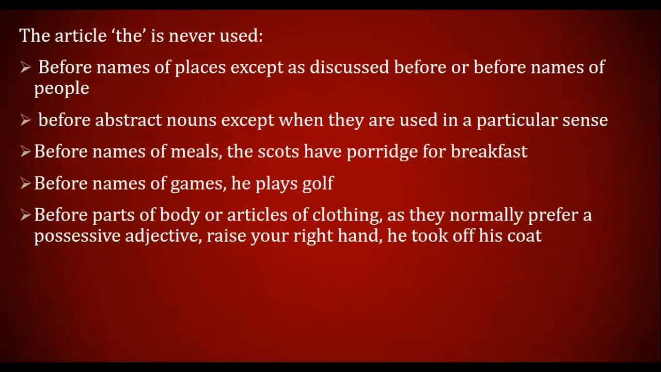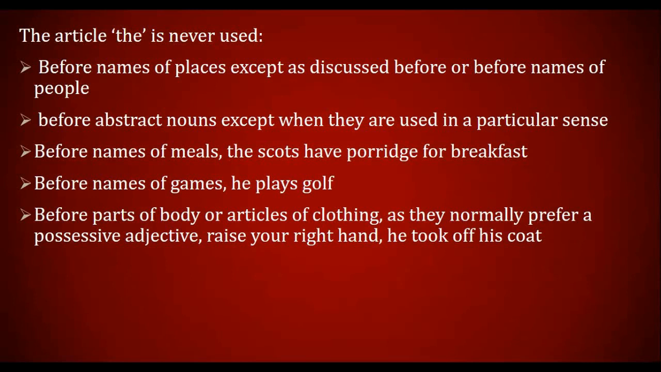It's incorrect. Before abstract nouns, except when they are used in a particular sense. So, for example, abstract nouns are love, honesty, or kindness. But if you say "the love of my life," now here I'm referring to the specific form of love, right? So here you can say "the." Similarly, "the love that she has for those orphan children is remarkable," or something like that. So you're referring to something very specific. Okay. Or before names of meals, for example, the Scots have porridge for breakfast, not for the breakfast, right?